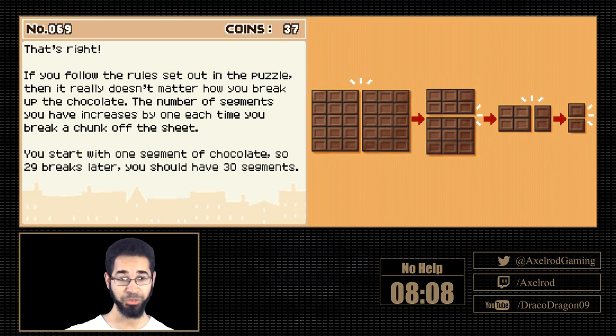That's right. If you follow the rules set out in the puzzle, then it really doesn't matter how you break up the chocolate. The number of segments you have increases by 1 each time you break a chunk off the sheet. You start with 1 segment of chocolate, so 29 breaks later, you have 30 segments.